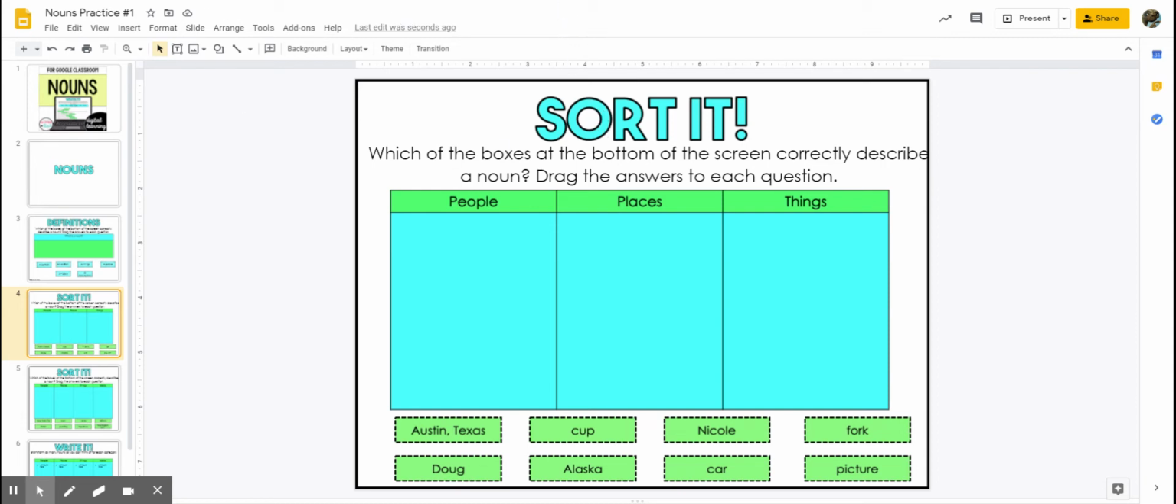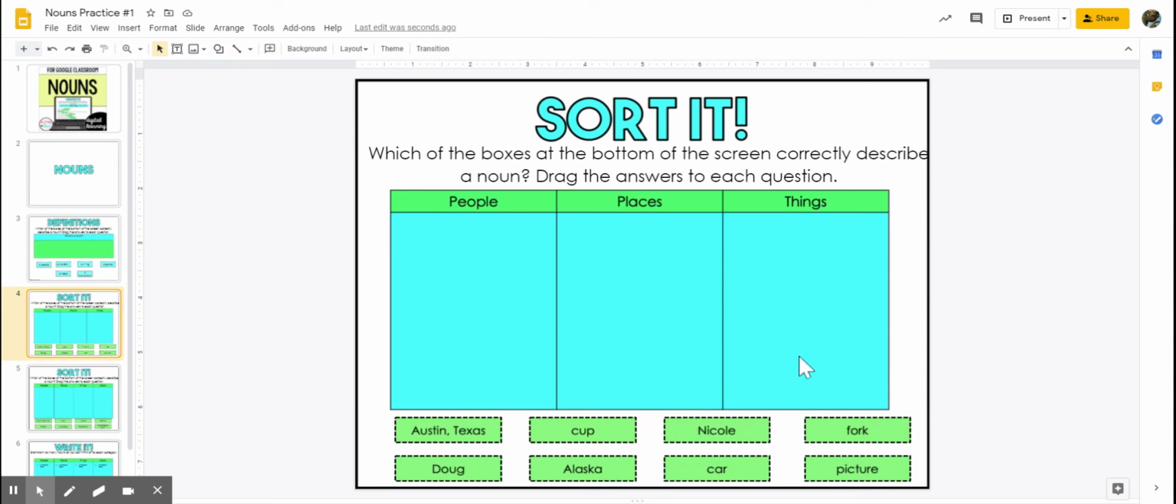Which of the boxes at the bottom of the screen correctly describe a noun? Drag the answers to each question. So if you look closely, we have three categories. You have a people, places, and things category. I want you to sort the nouns at the bottom of the screen by if they are people, if they're places, or if they're things.